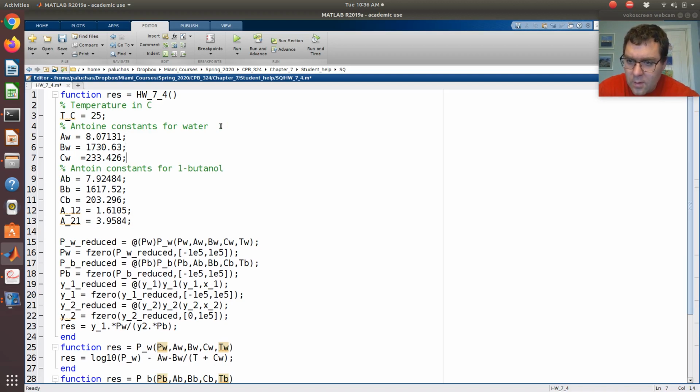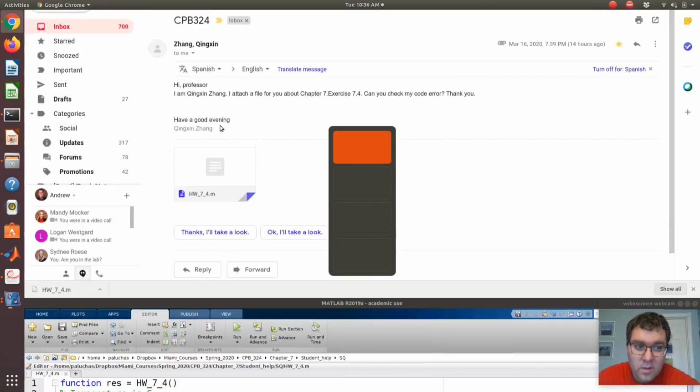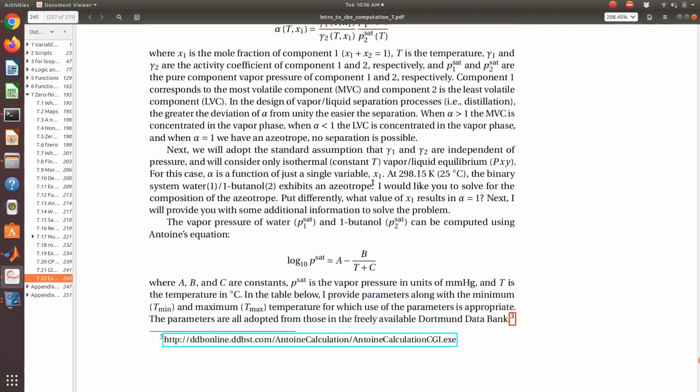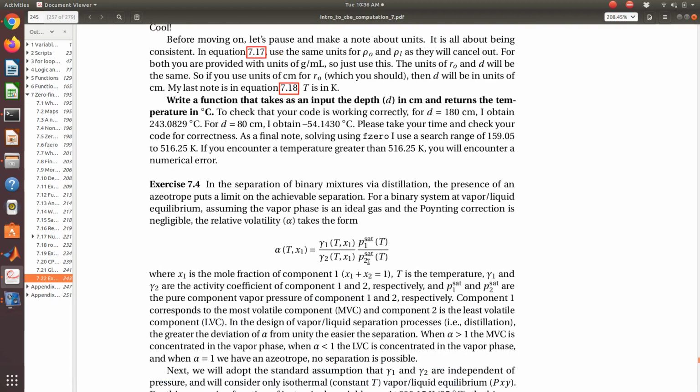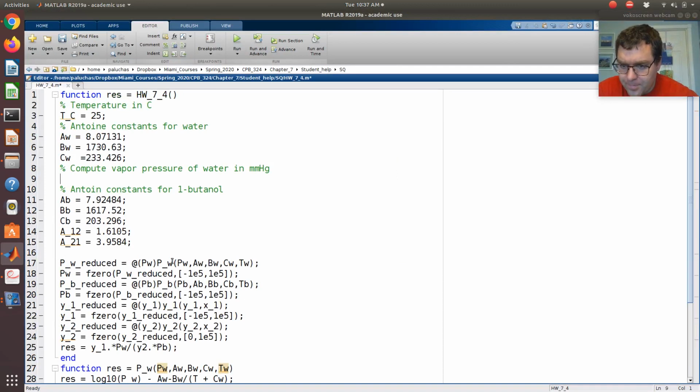And then let's say caps. Compute vapor pressure of water in millimeters of mercury. Now I'm pretty sure the units are millimeters of mercury. It doesn't really matter though, because I'm going to have a ratio of pressures here. So it'd be in millimeters of mercury.